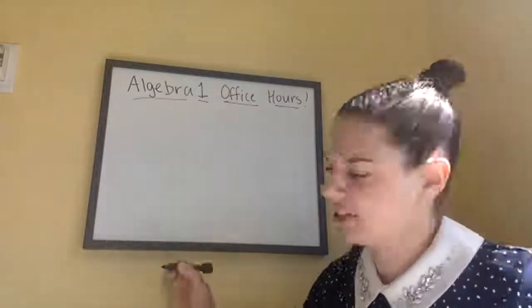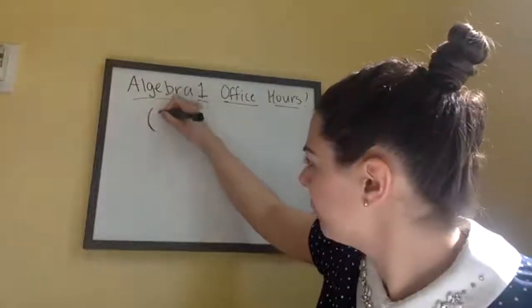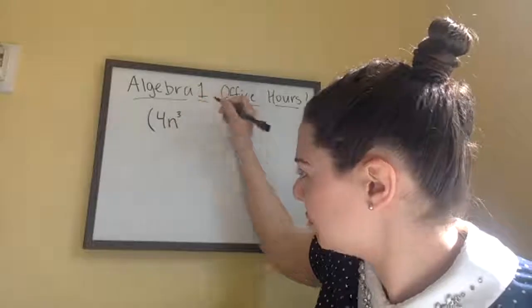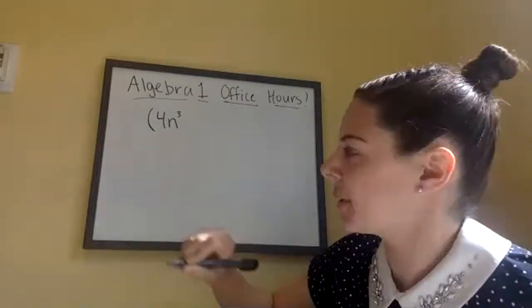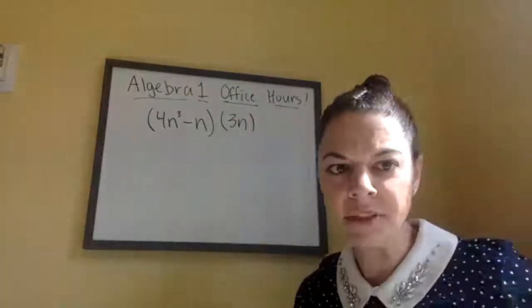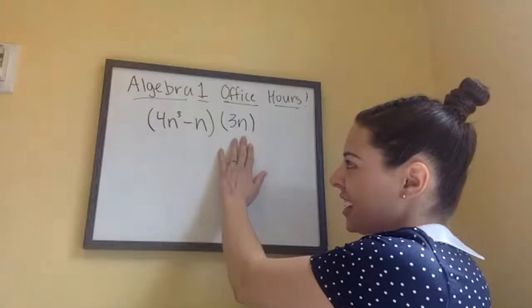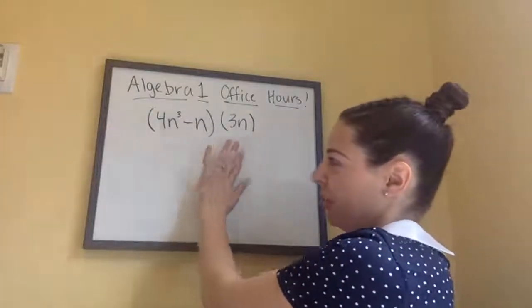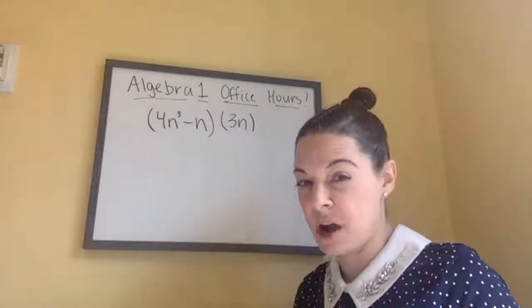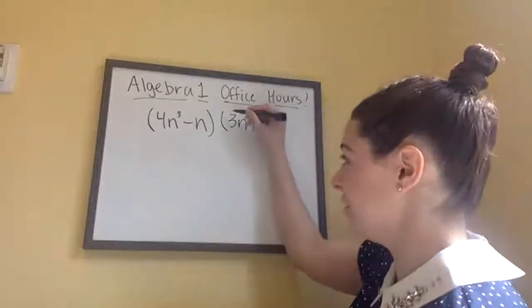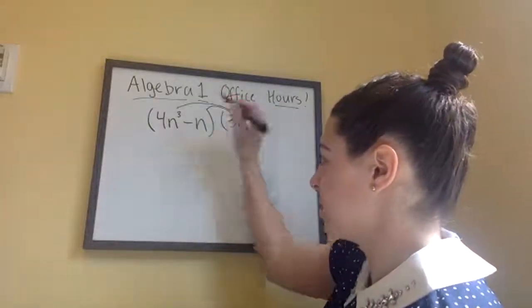All right, problem number 6. I have 4n cubed minus n times 3n. You might be looking at this and wonder whether, if it's on the other side, we still need to do the distributive property. You do. Even though it's on the end, you're going to distribute to each thing on the inside.